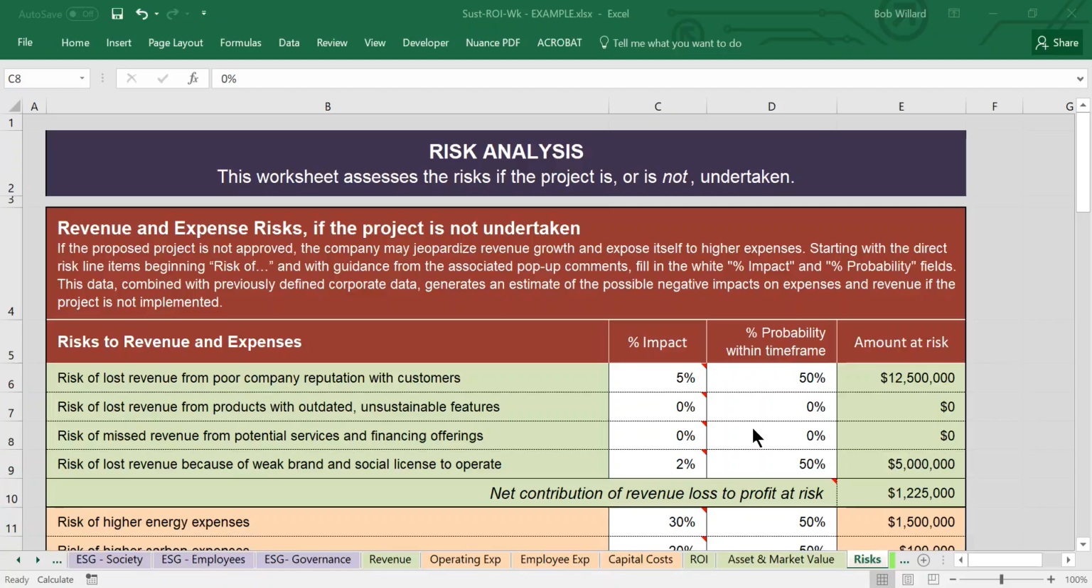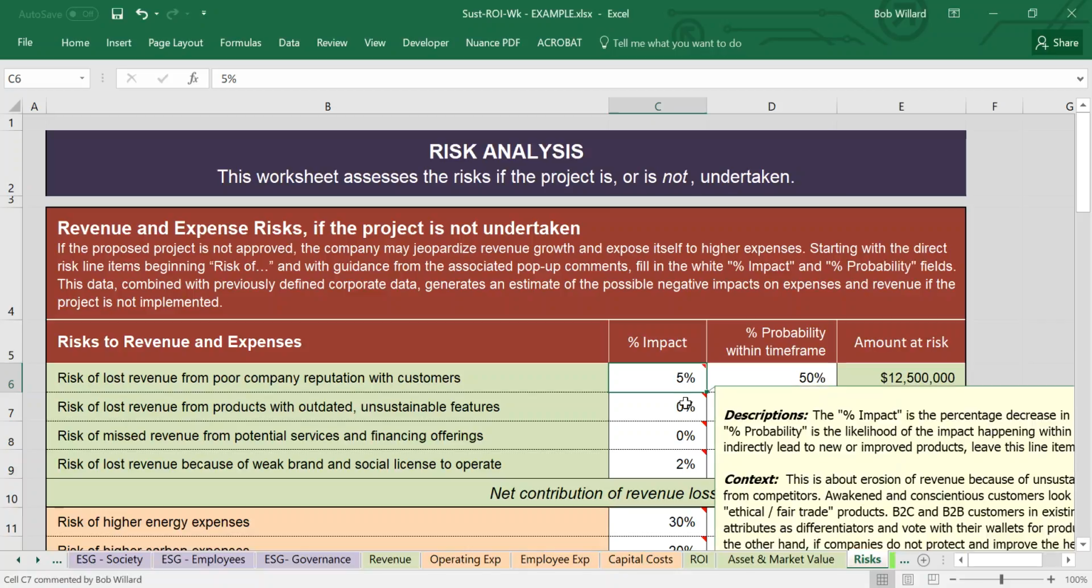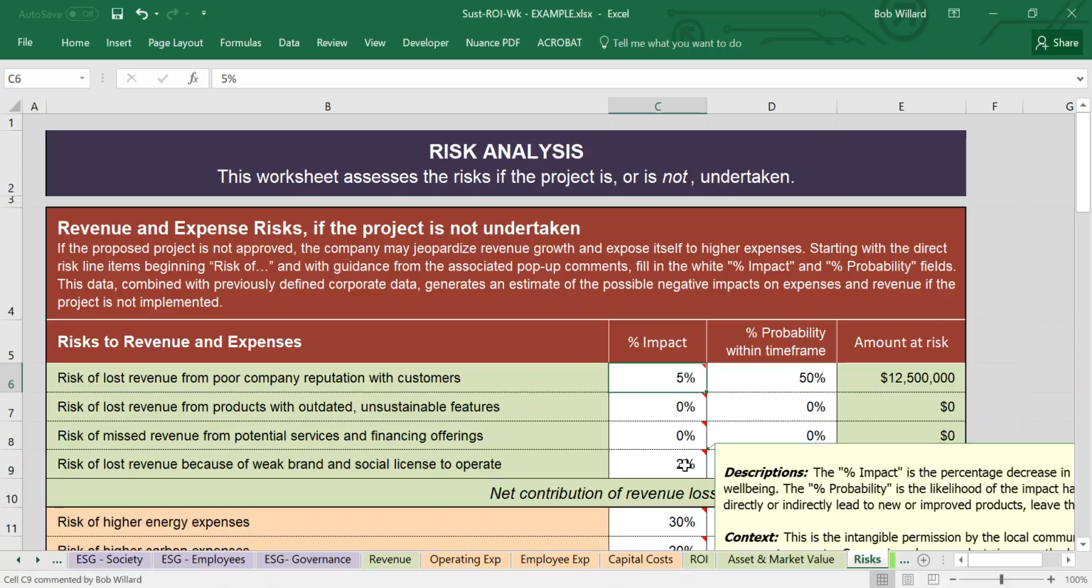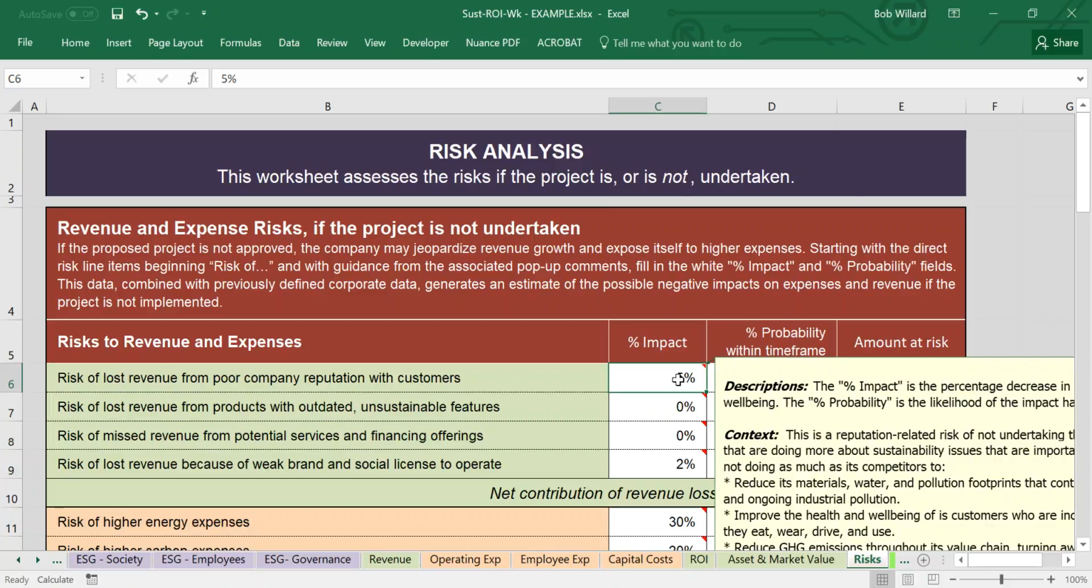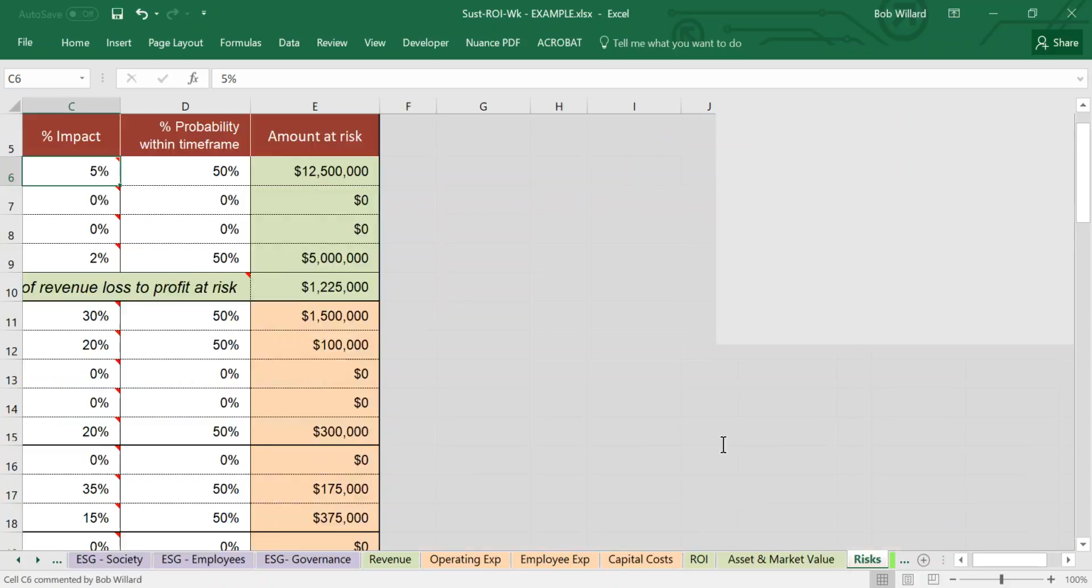You can certainly talk about those probabilities with people in the organization associated with the line items, like the marketing folks, and that calculation is done for you based on those 2% and the original value of the revenue. As usual, there's just a ton of guidance around all of these that's baked into the comments. So if you want to look at it, right-click, edit comment.